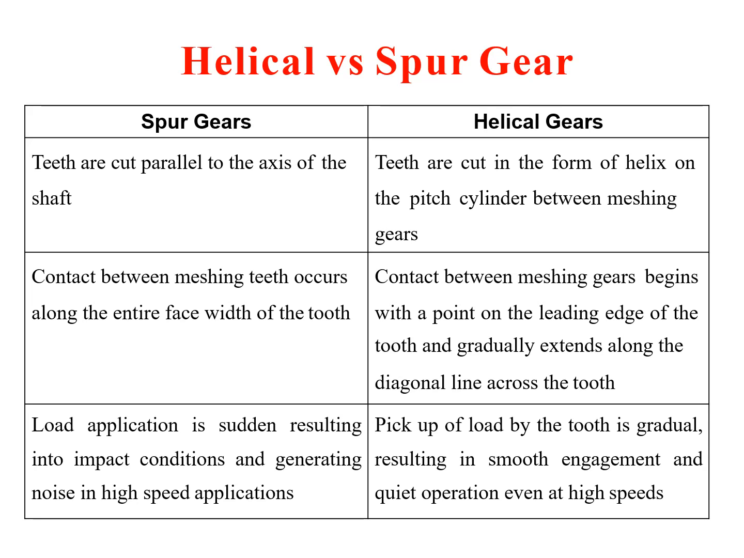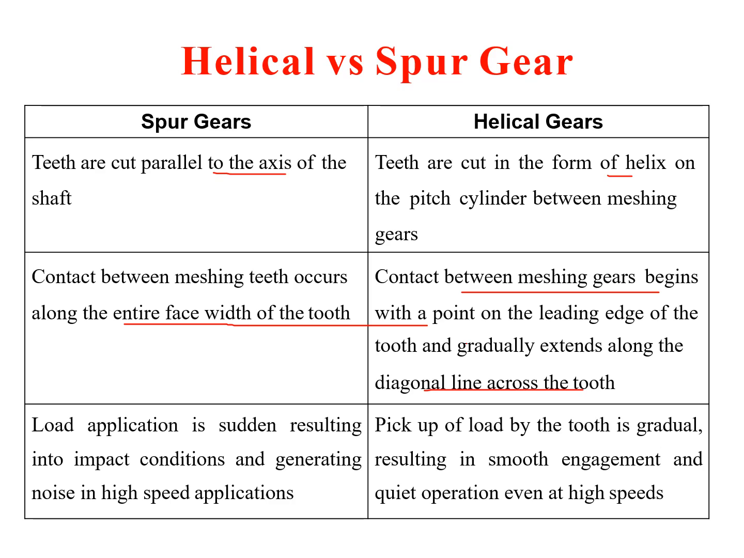So here is some comparison between helical and spur gear, which we have already discussed. In spur gear, teeth are parallel to the axis, whereas in helical gear they are at a helix angle. In spur gear, contact between the meshing teeth occurs along the entire face width of the tooth. In helical gear, the contact between the meshing gears begins with a point at the leading edge and gradually extends along the diagonal line. So here is a sudden contact, and here is a gradual contact in case of helical gear.